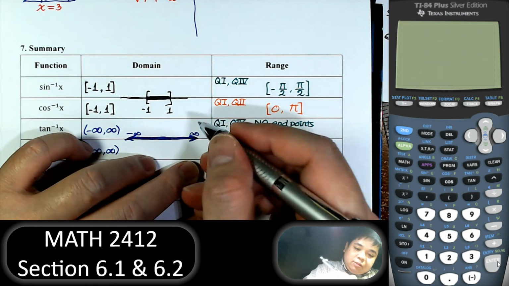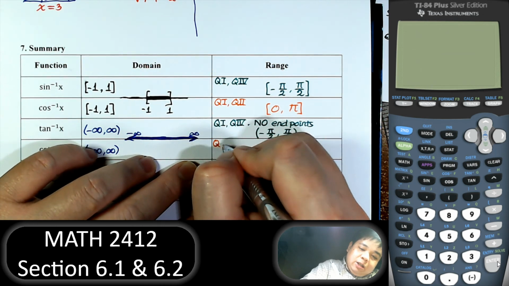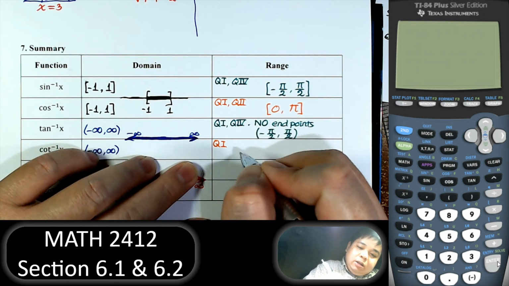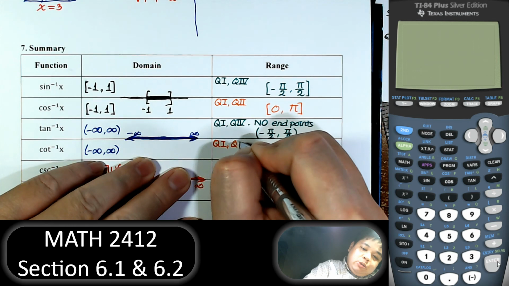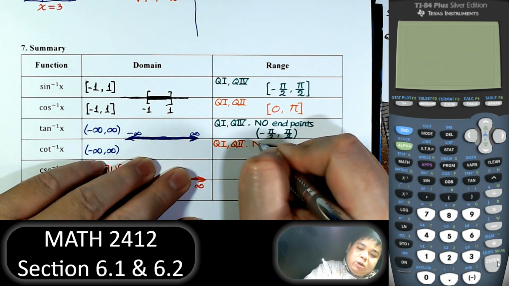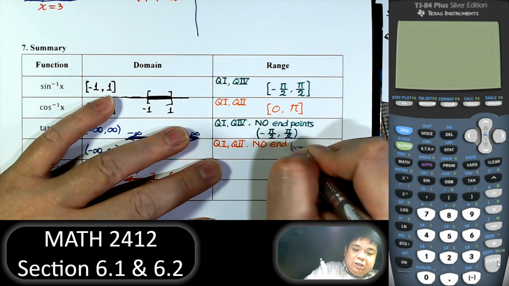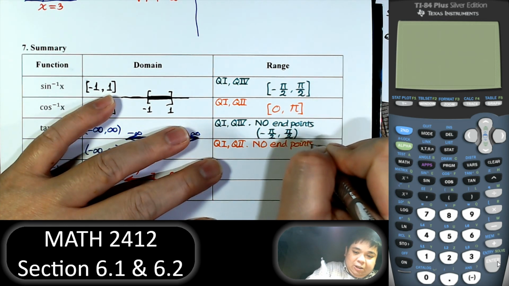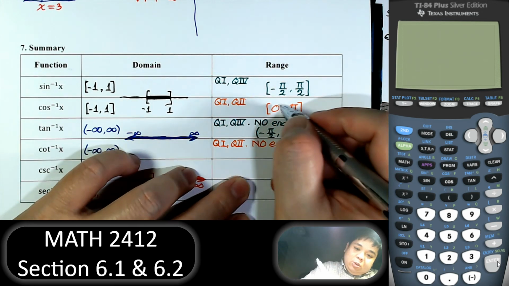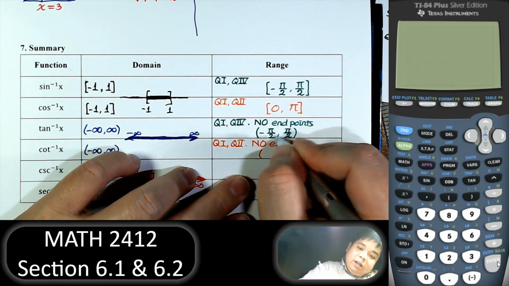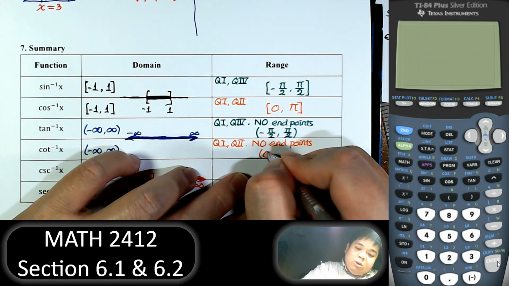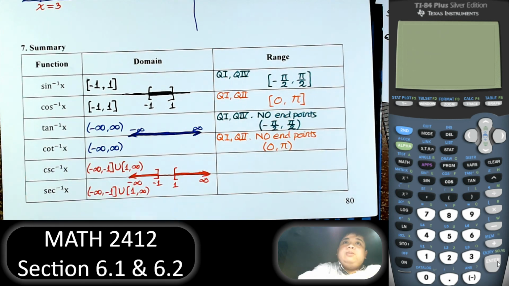Cotangent inverse will be quadrant 1 and quadrant 2, but no endpoint. So for tangent and cotangent, we don't have the endpoint. So instead of 0 to pi inclusively, it would be 0 to pi without the endpoint.